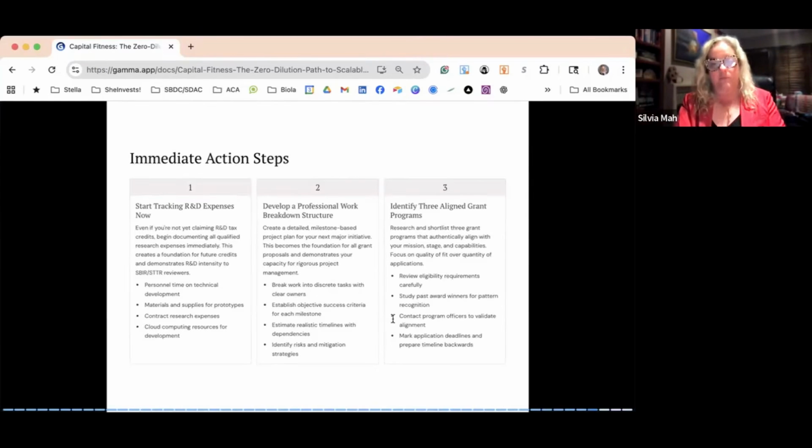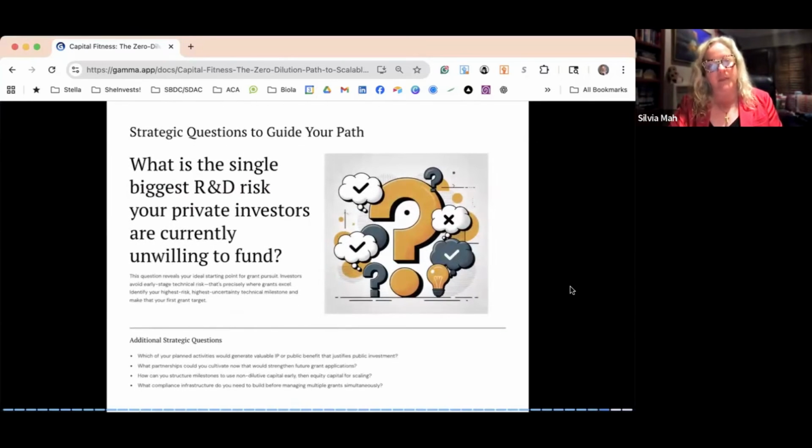Okay, so study the past awards, contact program officers, mark application deadlines. All of those things are super important when you're trying to figure out, is this an alignment or not? And how do I write it so that when they see it, they're like, oh, they've done their research, and we will be funding them because they've done so much great work. So those are the three.